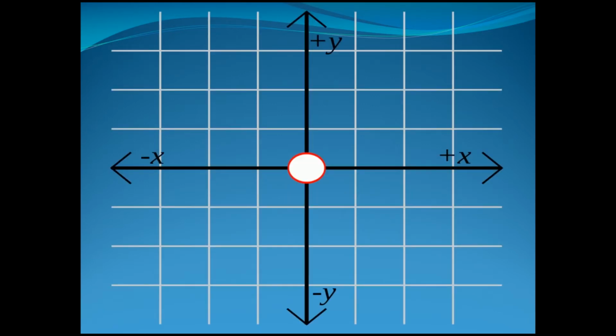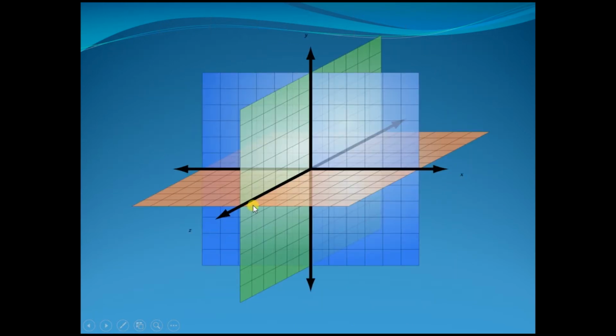For example, we take a 2D coordinate system. This is your origin, in other words 0, 0. In this direction we are positioning x and this direction is y, and this is the negative direction of x, y. In 3D coordinate systems, we can see x, y and z in planes. This is called top view, front view and side view. In other words, xz plane, yx plane and yz plane.